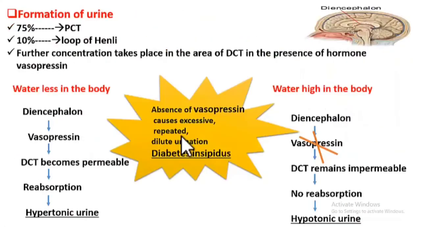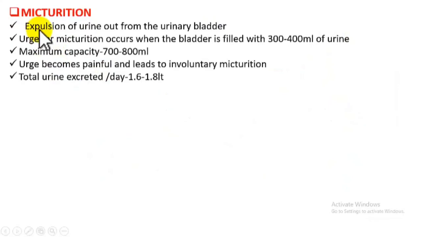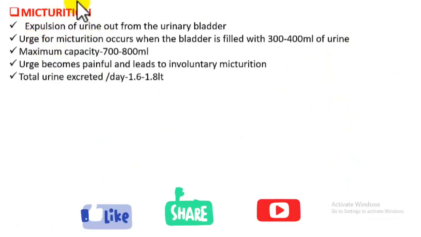Now students, the last topic, that is micturition. What is micturition? It is nothing but expulsion of urine out of the body. So passing urine out of the body is what is called micturition. When do we pass urine? When we get an urge to pass. And this urge occurs when the bladder is filled with 300 to 400 ml of urine. But the maximum capacity of our bladder is 700 to 800 ml.